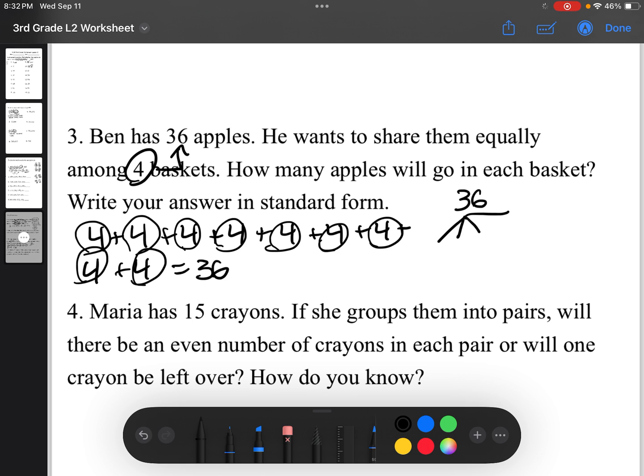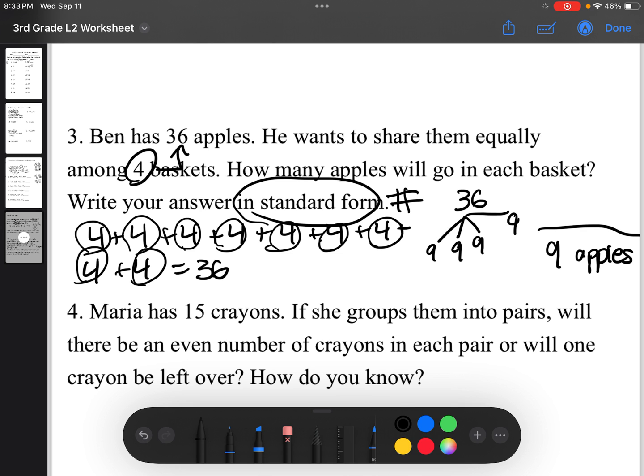So that means each basket has to have 9 apples in order to have 4 baskets that add up to 36. And because it's standard form, all you have to do is just write the number. So the answer here is 9 apples. Don't forget to add your labels, or else we won't really know what you're talking about.